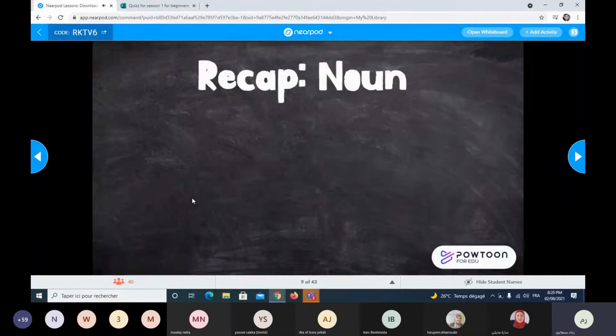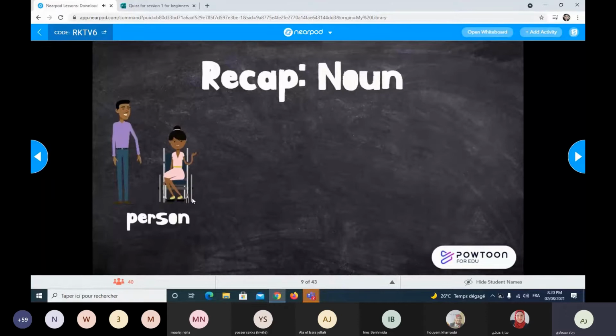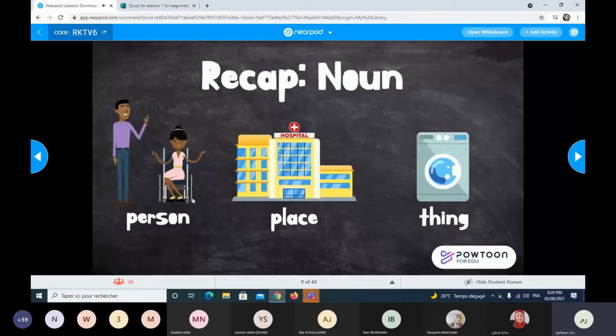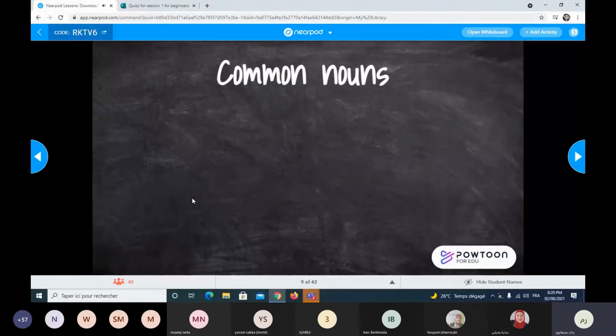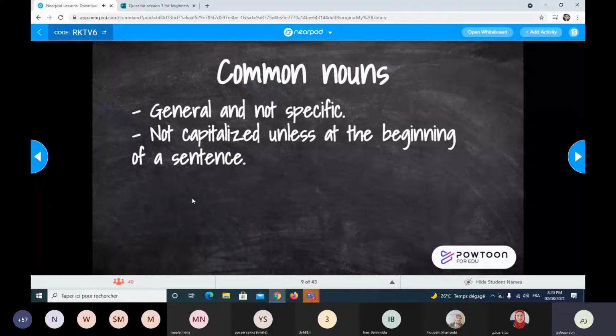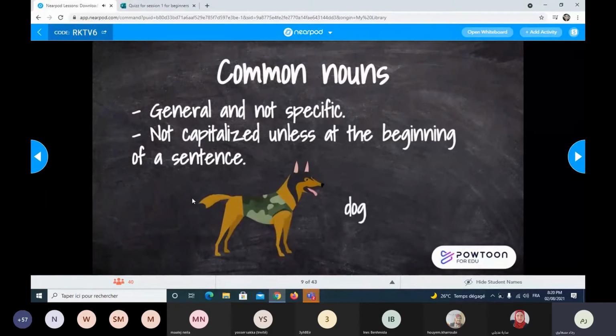Let's recap. A noun is a person, place, or thing. When thinking about nouns, it's important to know the difference between a common noun and a proper noun. Common nouns name any person, place, or thing. They are general and not specific. They are not capitalized unless they come at the beginning of a sentence. For example, dog is a common noun as it's general and doesn't name a specific dog.